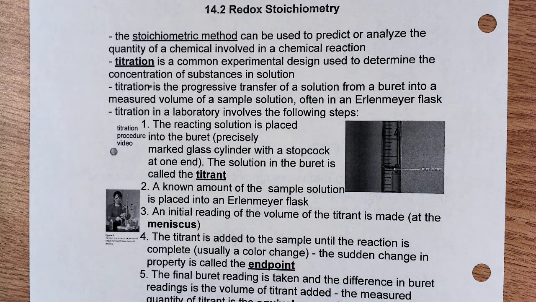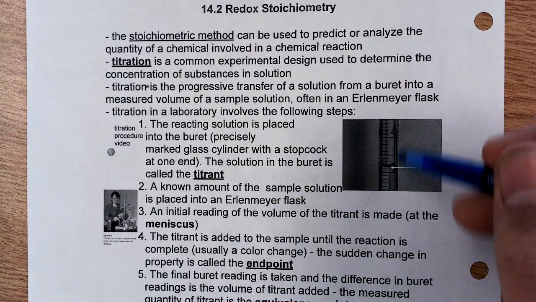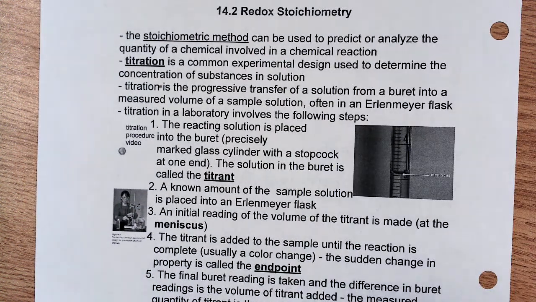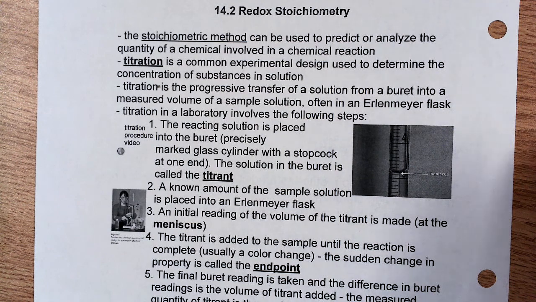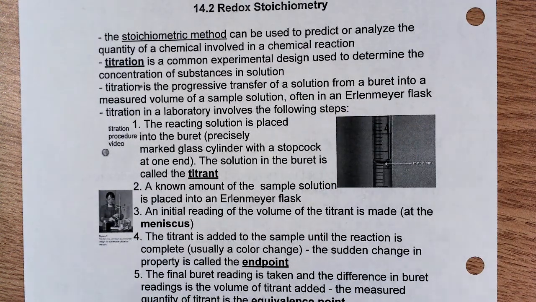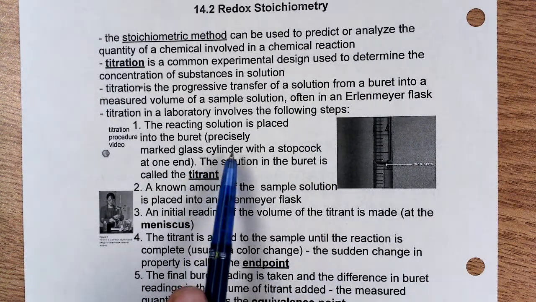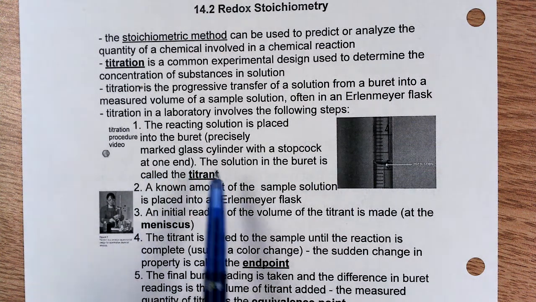Okay, but the biggest thing for it, the reactant solution is placed into the burette, so that's our long, skinny, graduated kind of beaker thing. So the burette is a precisely marked glass cylinder with a stopcock at one end, so that's what allows the titrant to move. The solution in the burette is always called the titrant.